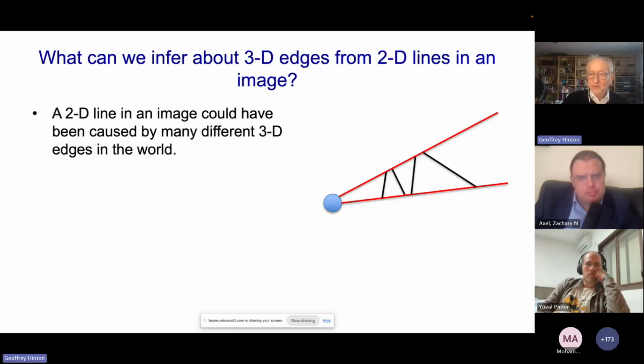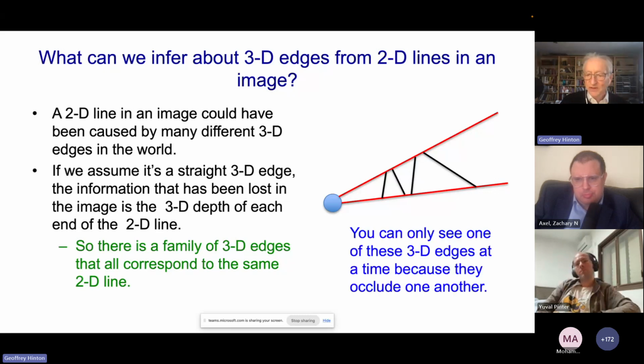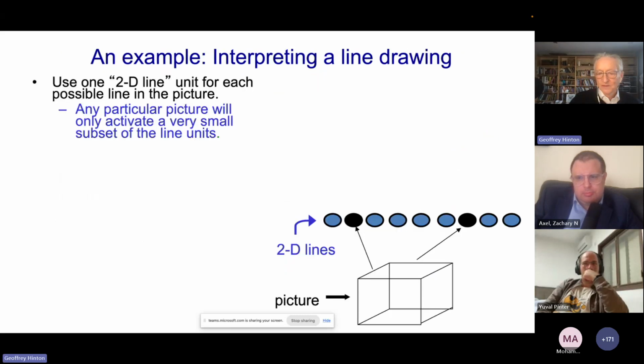You know that one of these edges is right, but you don't know how deep it is on each of those rays. So there's this whole family of edges that could all be interpretations of the same 2D line in the image. So we could set up a neural network that knows that. We know you can only see one of those edges at a time if objects are opaque, because they get in each other's way. So we can have a line drawing, and we can have a whole bunch of neurons that represent particular 2D lines. Worry about efficiency later. This is just to get the ideas over.